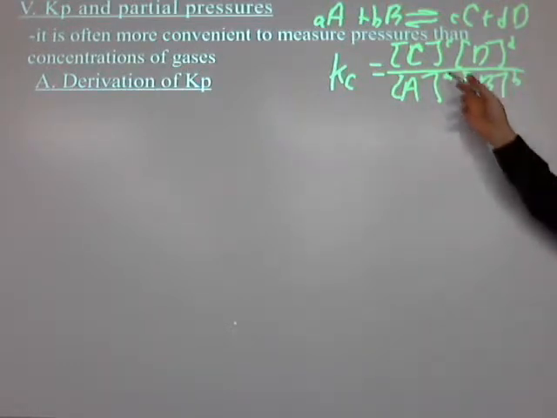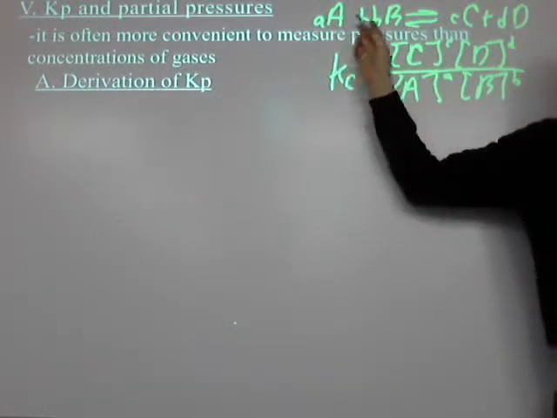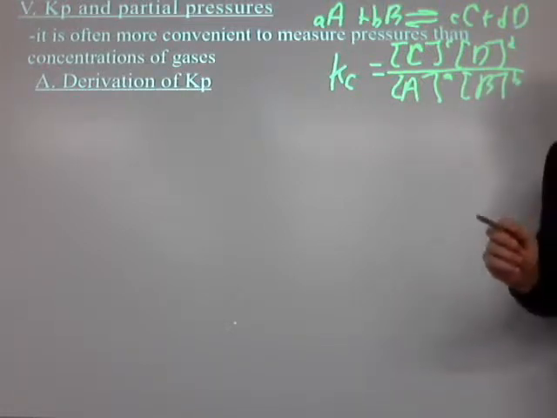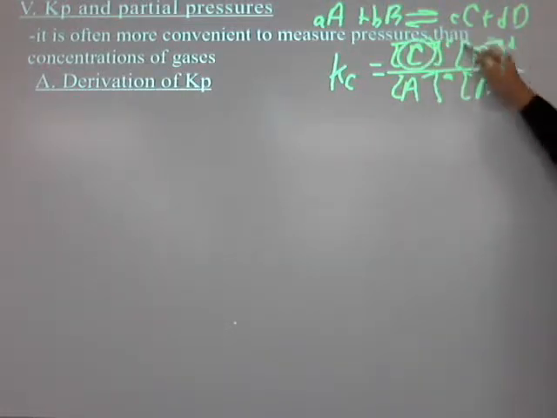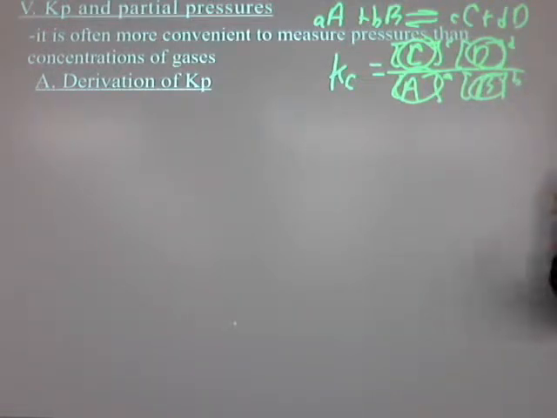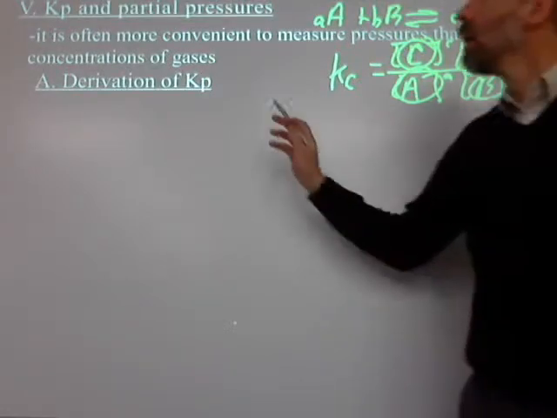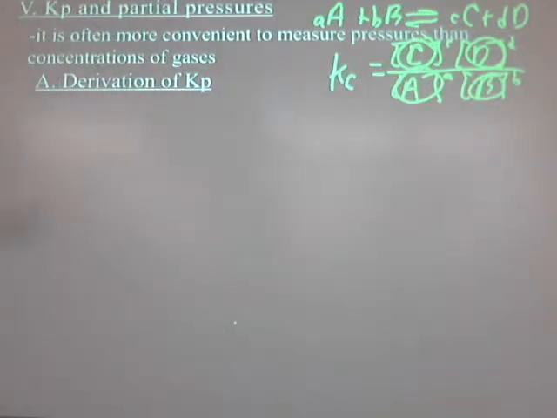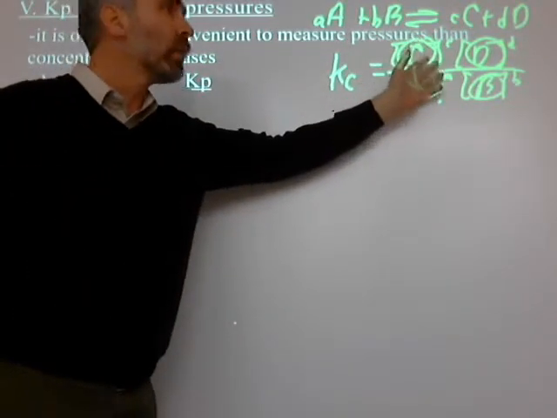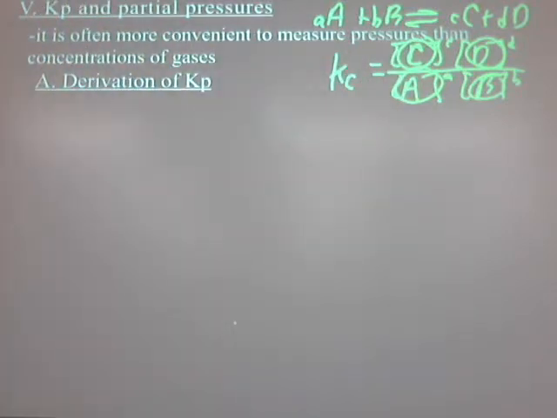Now, the coefficients, that's these guys here, the little a, little b, little c, they're the coefficients. We raise them to the coefficients, products over reactants. Here's the difference. What are these values in here? Why are there brackets around those values? What are they? They're concentrations in moles per liter. Molar concentration. We've been doing that quite a while. Is there a way I can find out how the molar concentration is related to the pressure? And yes, there is. Let me show you.